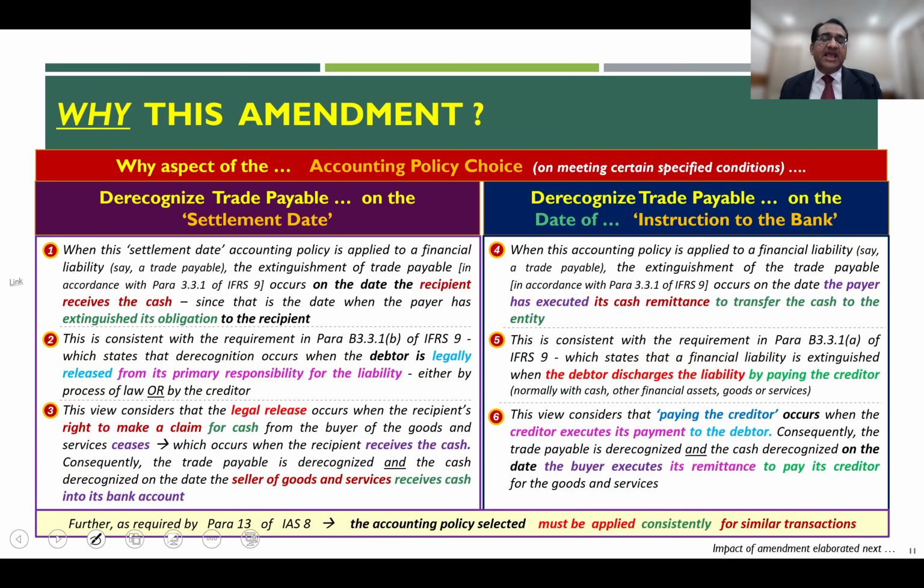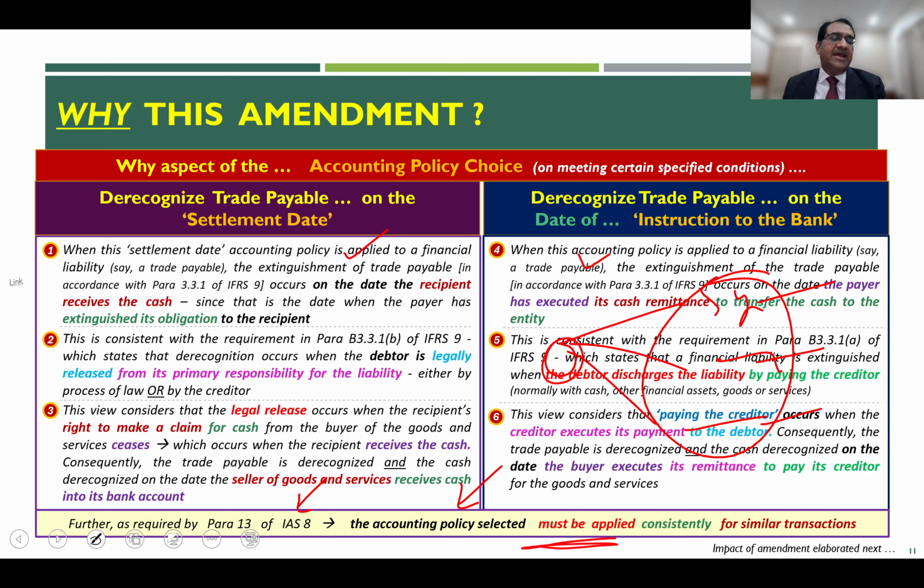And of course, as you may be aware, under IAS 8 or under the Indian equivalent, Ind AS 8, paragraph 13 of this standard talks about the accounting policy you have selected. We have seen that the accounting policy choice which is required to be selected is on a system by system basis. So if you have multiple systems through which automated payments are happening, then the choice has to be made at each system level. That must be applied consistently with similar transactions.